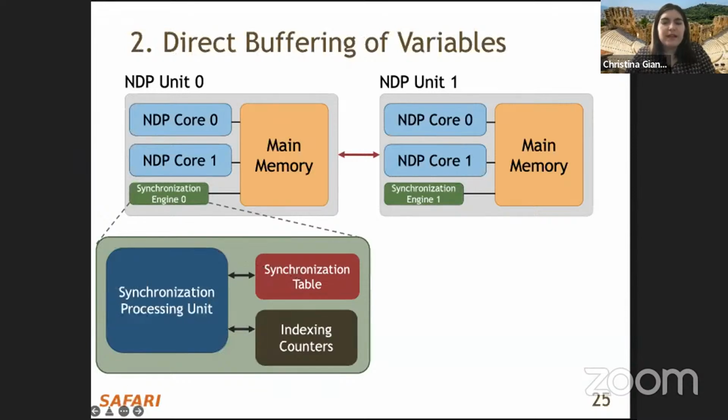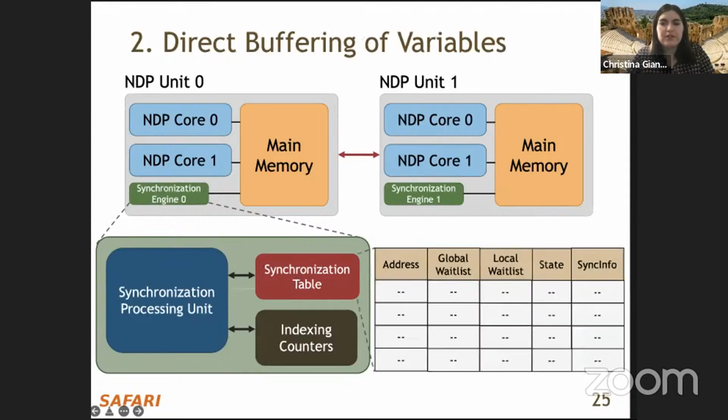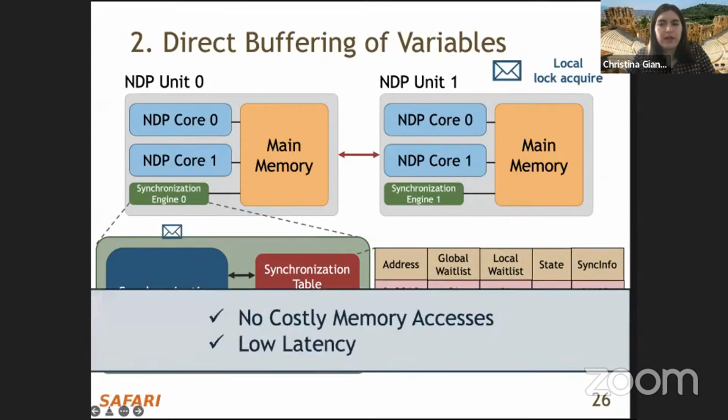Second, we add a specialized cache structure, which is called the synchronization table, inside each synchronization engine to keep synchronization information and coordinate synchronization. When a synchronization engine receives a request from an NDP core for a synchronization variable, the synchronization processing unit processes the message and directly buffers the request in the synchronization table, keeping all the information needed for synchronization locally. With the direct buffering technique, we avoid costly memory access for synchronization and minimize the latency overhead.